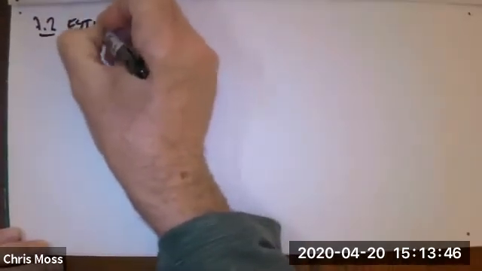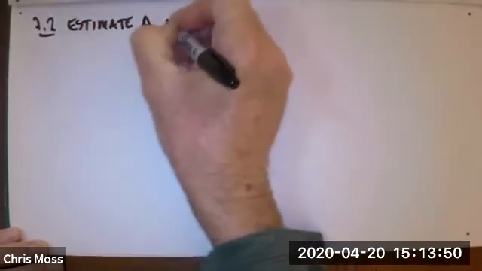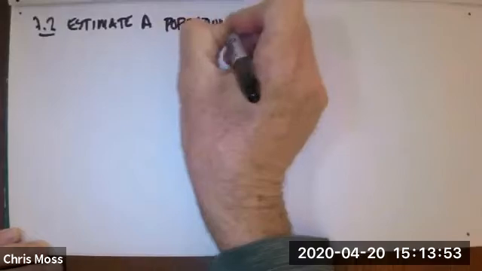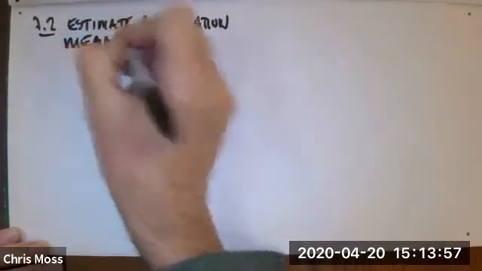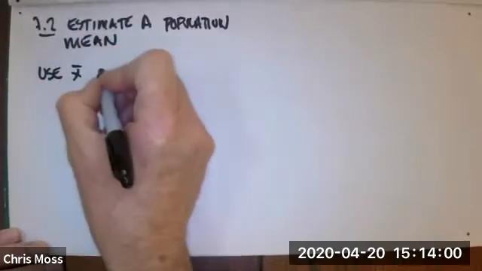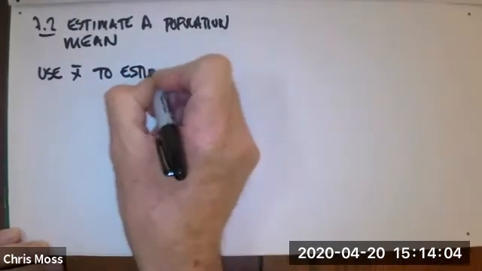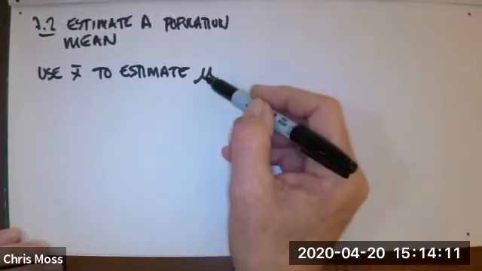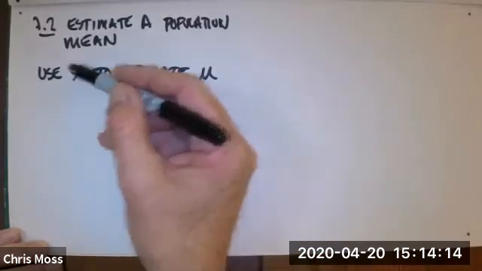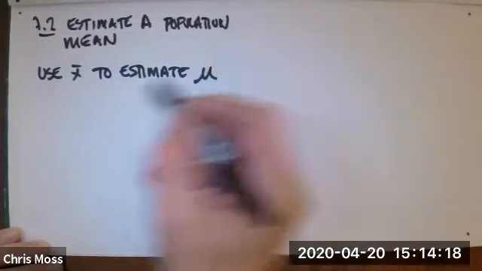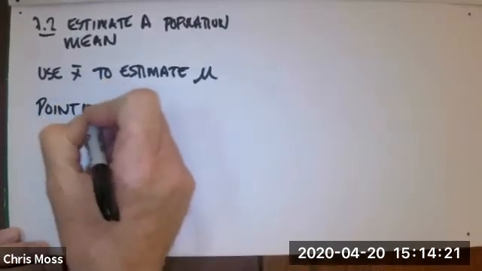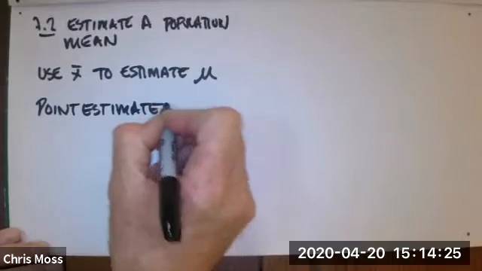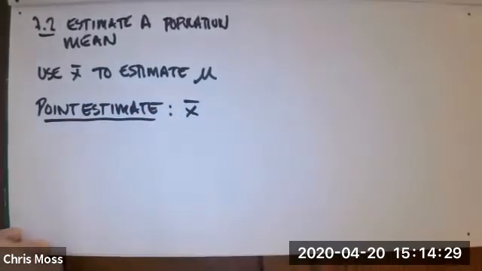All right, so section 7.2. This is where we will estimate a population mean. We use X bar to estimate mu. X bar is our sample statistic. Mu is our population mean. That's a parameter. Sample statistics will estimate population parameters. The point estimate is X bar. That's what we use to start the process. It's our best guess and our only guess, really, as to what mu might possibly be.